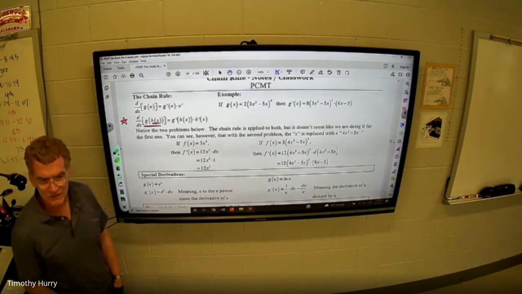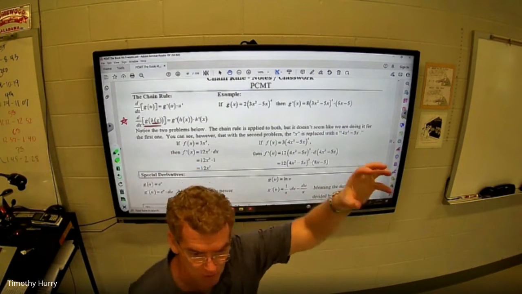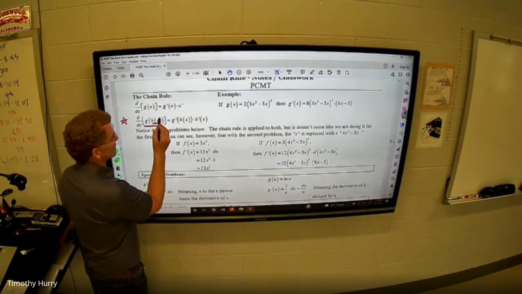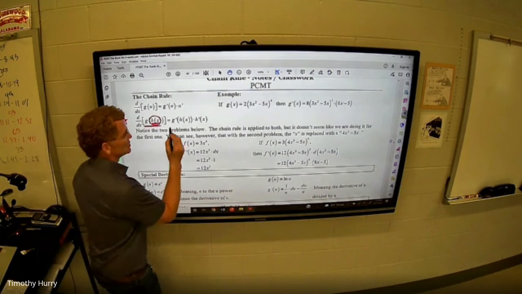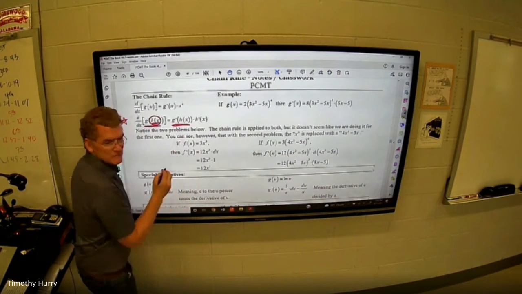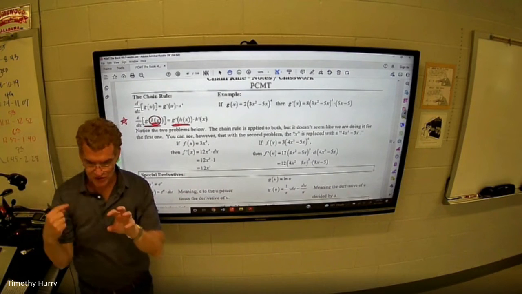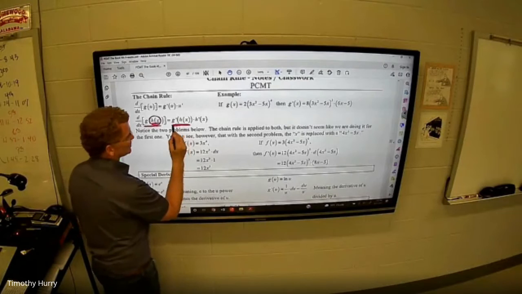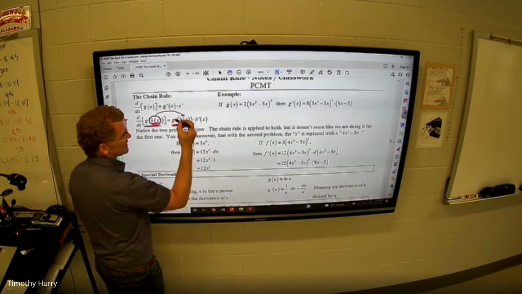What do I do? I start with the outer function. Just like in the example I gave you, I started with the cube. That was the outer function. I'm going to start with the outer function, and I'm going to ignore this part right here. So what's the derivative of g of blah? G prime of blah. That was like me saying, what's the derivative of blah cubed? 3 blah squared. I look at the outer function and take the derivative of that, and notice that my blah just stays the same.